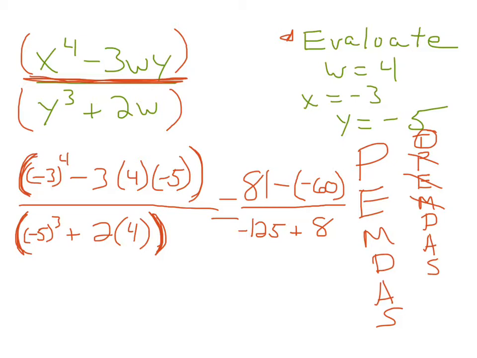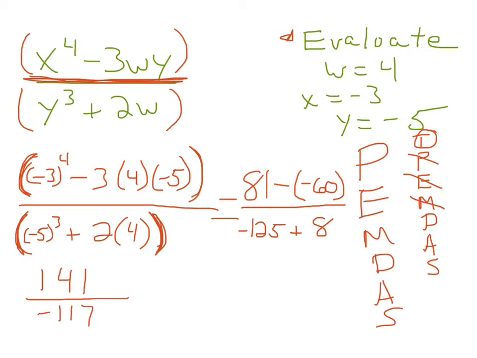And so now we can look at our addition and subtraction. On the top, 81 minus -60 is the same thing as 81 plus 60, which is the value 141. And on the bottom we have -125 plus 8, and when we put those together we get -117. And so we have a fractional value here.